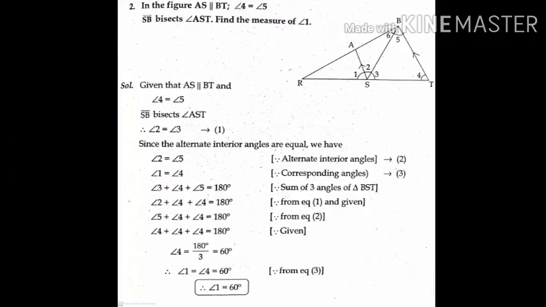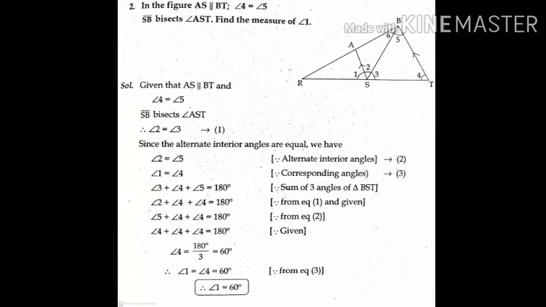Second question. In the given figure, AC is parallel to BT. Angle 4 is equal to angle 5. Ray SB bisects angle AST. Find the measure of angle 1. Solution. Given that AC is parallel to BT and angle 4 is equal to angle 5. SB bisects angle AST, that means angle 2 is equal to angle 3. It is equation 1.